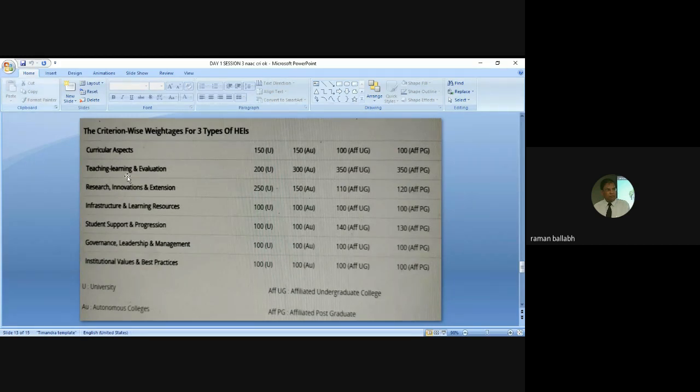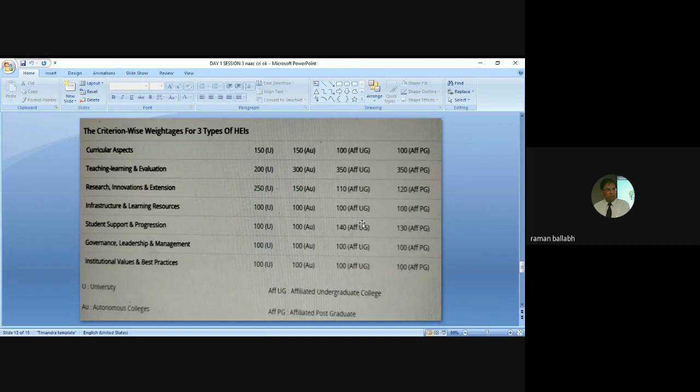In the same way, teaching, learning, evaluation, how you are teaching in the classroom, right? Universities have only a few departments. And the college has a full-fledged teaching fraternity to deliver the lecture in the classroom. So in the colleges, it is 350 marks, and for university, it is only 200. You're getting my point, ma'am? Yes, sir. Similarly, on students' support, in university it is 100. In the colleges, for UG, it is 140.